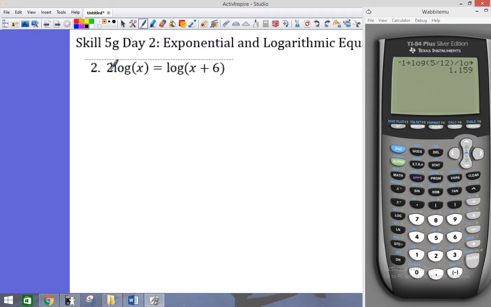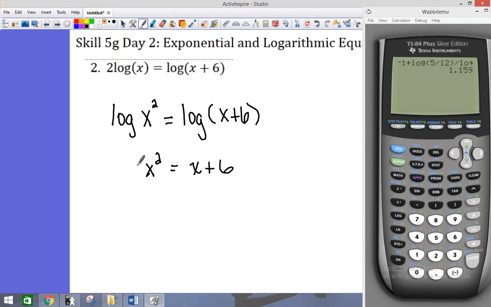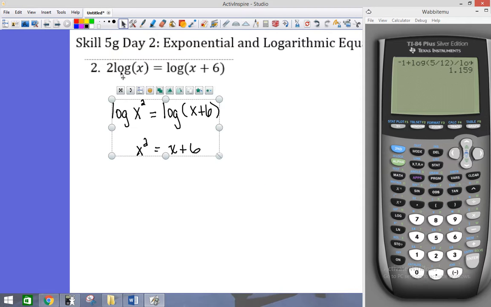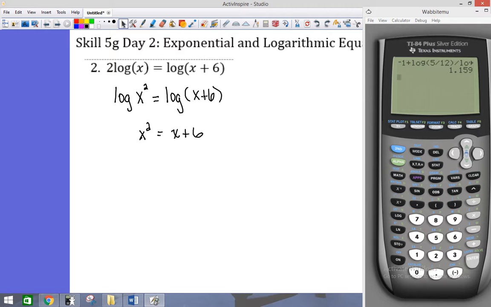So that by the power rule, this coefficient of 2 can be pulled up as an exponent. And now I have two logs that have the same base that are set equal to each other. Well, because these are one-to-one functions and they have the same base, then the numbers are the same, so this x squared has to be the same thing as x plus 6. Okay, that's a quadratic equation. You've been solving quadratic equations for years in practically all of your math classes, at least here at Northview.